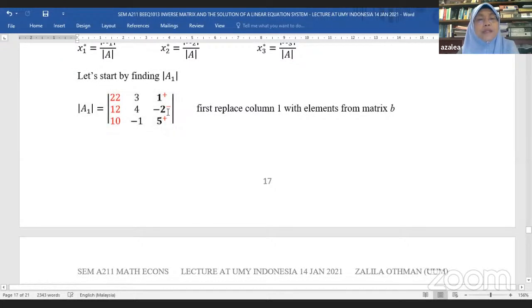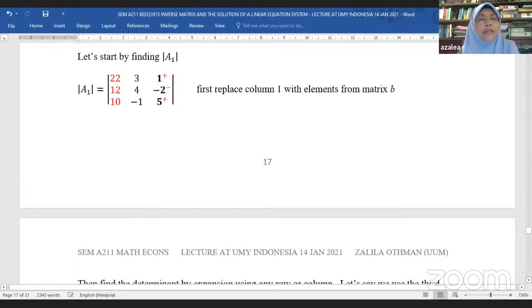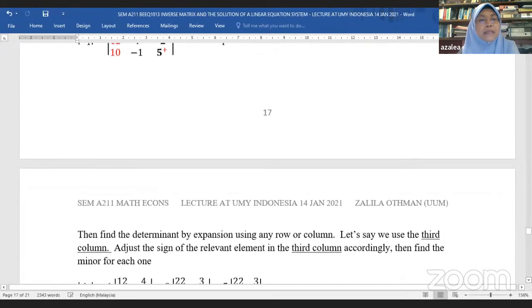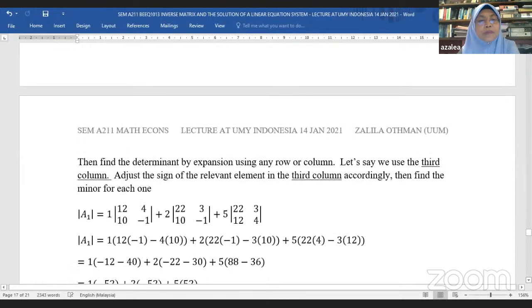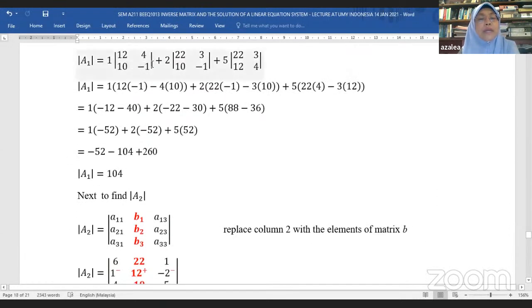So let's say you choose to expand by column 3. You have the elements 1, minus 2, and 5. Adjust for the sign: plus, minus, plus. This is the third column. So the element is 1, then plus 2 because we have adjusted the sign, and plus 5. All these are multiplied by the minor of that element. Once you have calculated all the 2 by 2 determinants, you get this, so the total will be equal to 104.